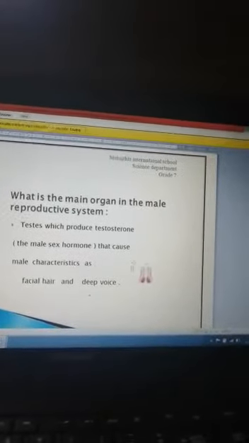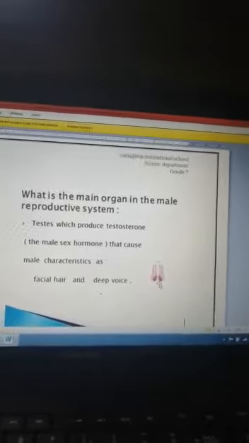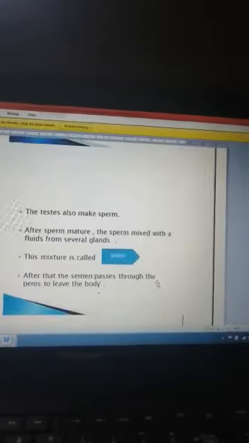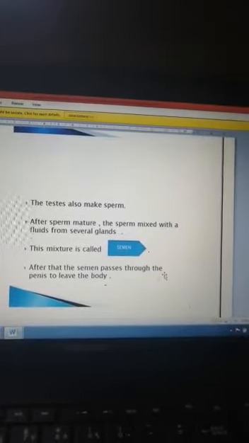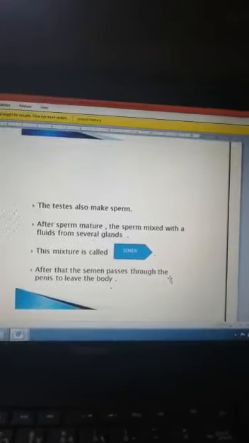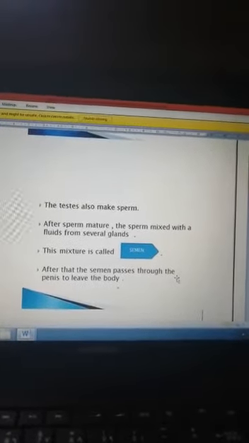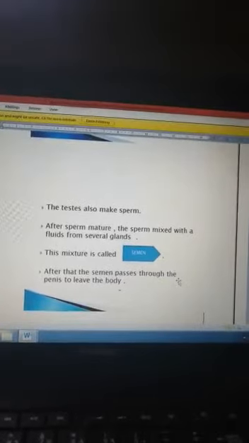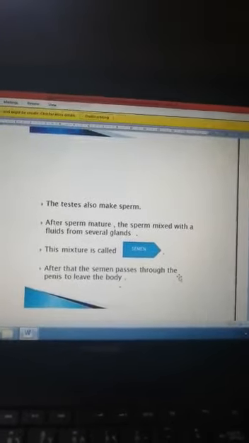This is the male reproductive system, consists of testes and penis. The testes also make sperm. After sperm matures, the sperm is mixed with a fluid from several glands, and this mixture is called semen. After that, the semen passes through the penis to leave the body.